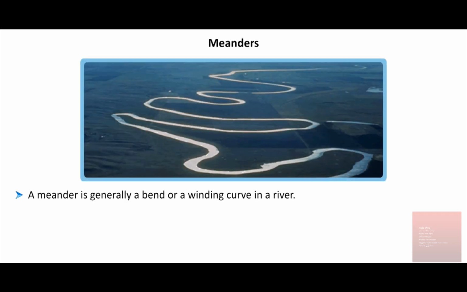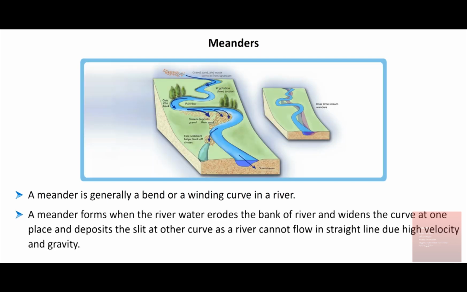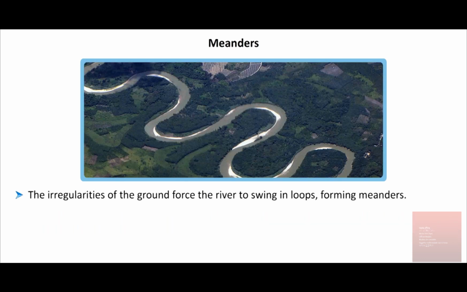Meanders. A meander is generally a bend or a winding curve in a river. A meander forms when the river water erodes the bank of river and widens the curve at one place and deposits the silt at another curve, as a river cannot flow in a straight line due to high velocity and gravity. The irregularities of the ground force the river to swing into loops, forming meanders.